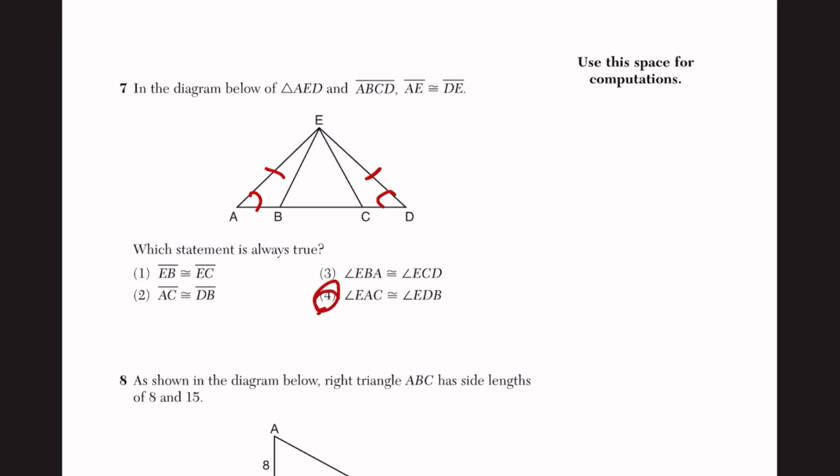These other answer choices can't be proven to be always true because there's not enough information given that would prove that these are true. Even though, for answer choice number 1, line EB and line EC, it might look right in the diagram, but based on what we're given, it can't be proven.